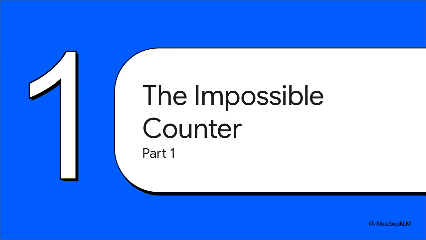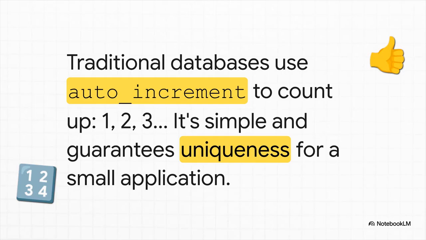So where do you even start with a problem like this? Well, the first idea that probably pops into anyone's head is the most obvious one. Why not just count? If you've ever messed around with a database, you've almost certainly used an auto-increment key. It's simple, right? The database just hands out the next number in line. 1, then 2, then 3. It's perfectly ordered, and it guarantees no two rows get the same number. For a small app, it's pretty much perfect.